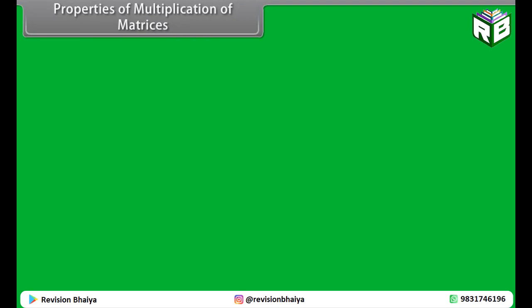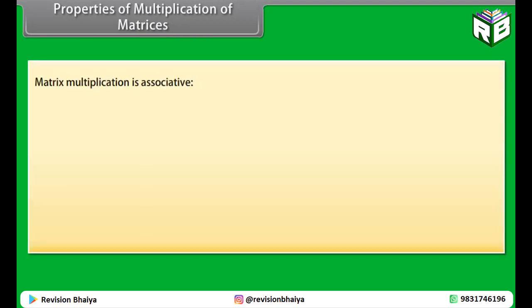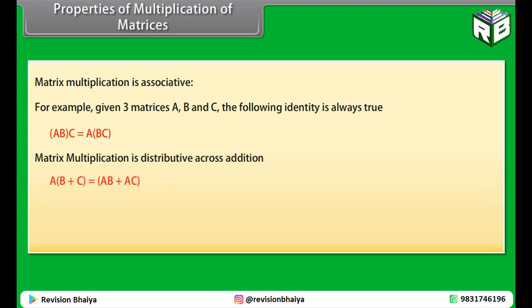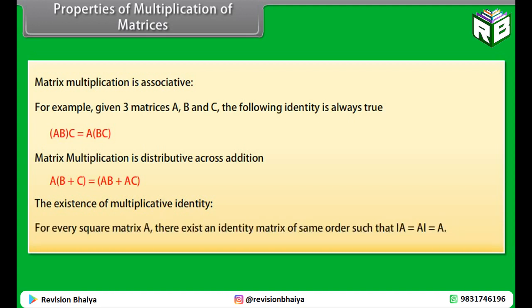Properties of multiplication of matrices. Matrix multiplication is associative. For example, given 3 matrices A, B and C, the following identity is always true: AB into C is equal to A into BC. Matrix multiplication is distributive across addition: A into B plus C is equal to A into B plus A into C. The existence of multiplicative identity: for every square matrix A, there exists an identity matrix of the same order such that IA is equal to AI is equal to A.